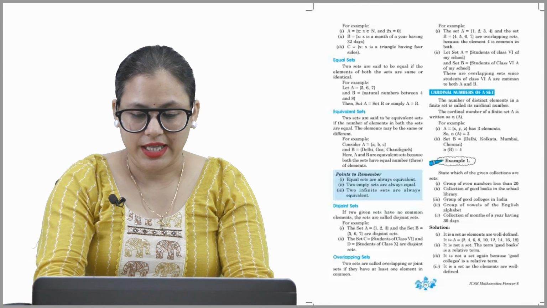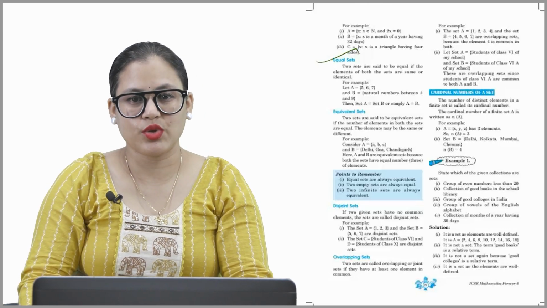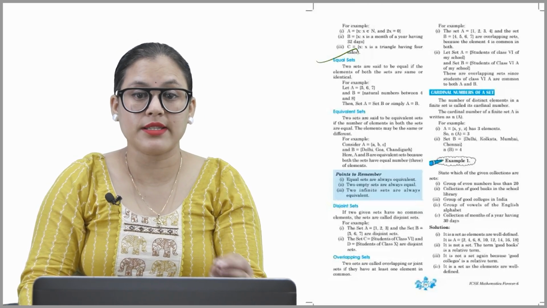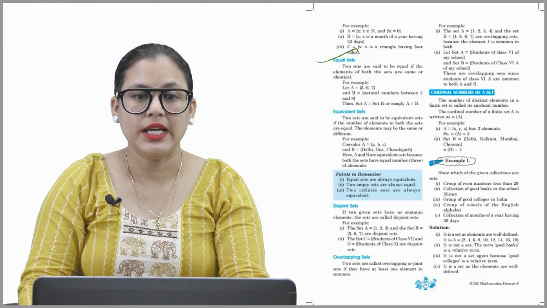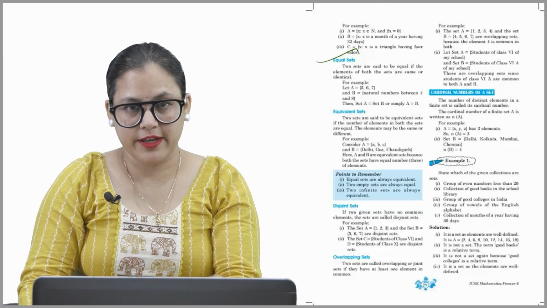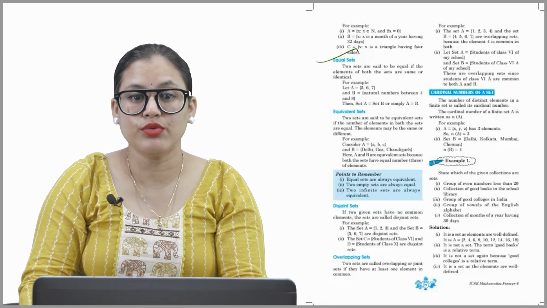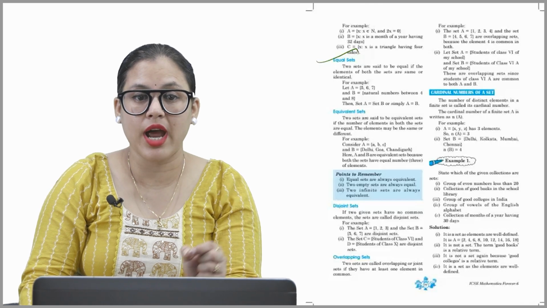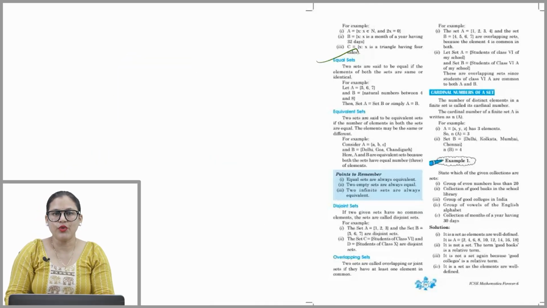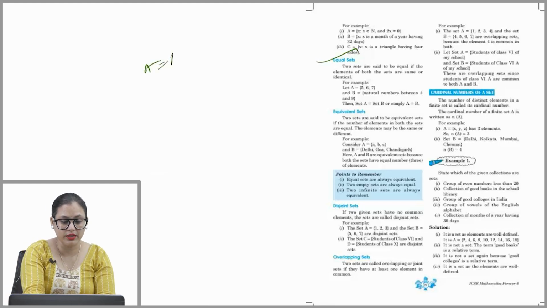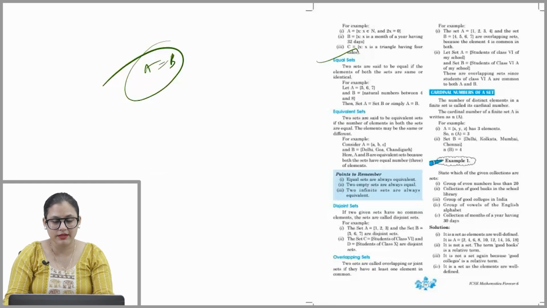Equal sets. Two sets are said to be equal if the elements of both the sets are the same or identical. For example, let A equals 5, 6, 7 and B equals natural numbers between 4 and 8. And natural numbers between 4 and 8 are what? 5, 6 and 7. So set A and set B are equal, or simply you can say A equals B. These are equal sets.